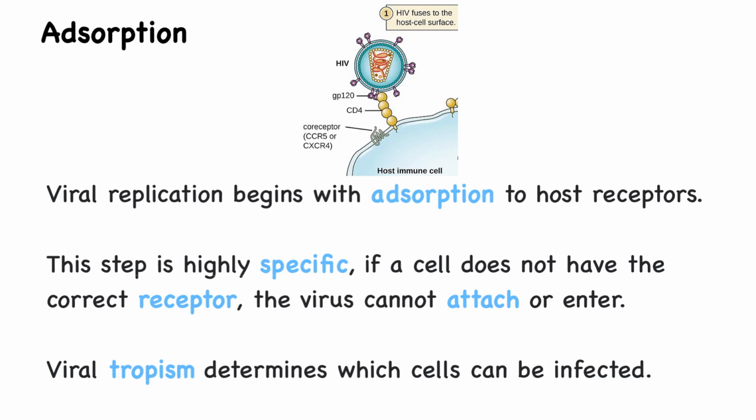SARS-CoV-2, the virus that causes COVID-19, attaches to the ACE2 receptor found in the lungs, intestines, and other tissues. This specificity explains why viruses can only infect certain cell types or tissues, a concept known as tropism, which I introduced in the last video. In short, if a cell does not have the right receptor, that virus simply can't get in.